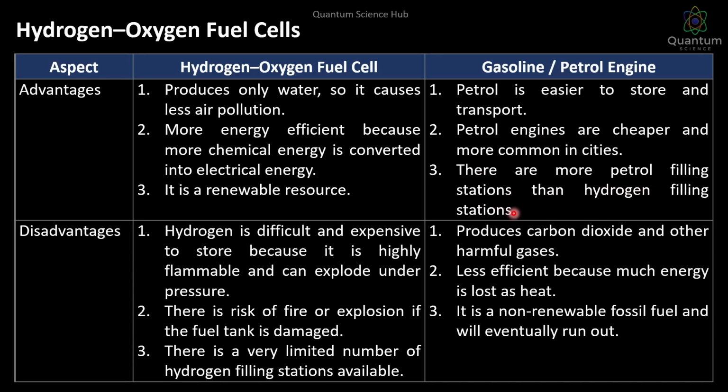Now, what are the disadvantages of using a gasoline or petrol engine? First, it produces carbon dioxide and other harmful gases, so it will still cause some air pollution. And it is less efficient because much energy is lost as heat. So that means it produces less energy compared to the hydrogen-oxygen fuel cell. And it is a non-renewable fossil fuel, which means one day it will eventually run out.